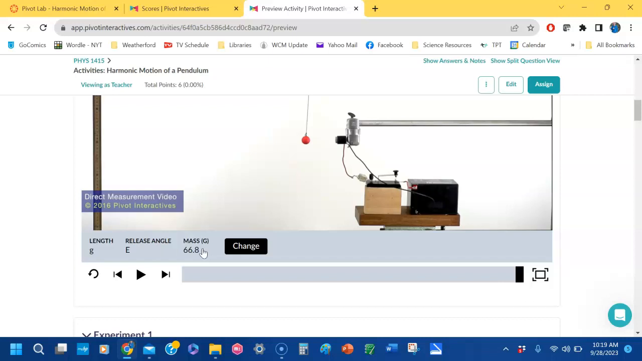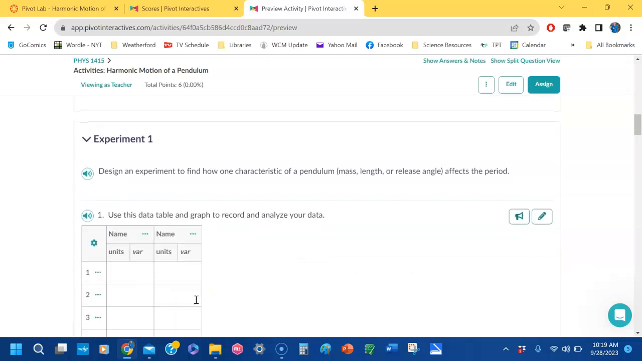Okay, so you have that video. Now, down here on your data chart, you're going to have to measure. I would put the independent variable, mass, first, and the units are grams.